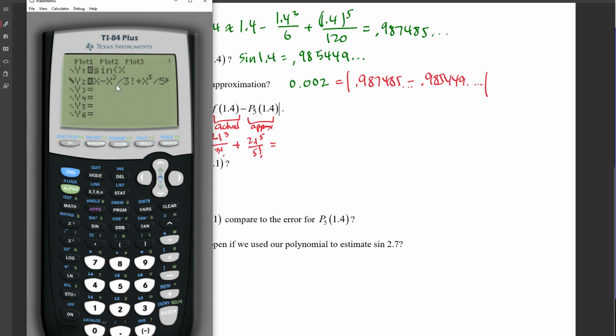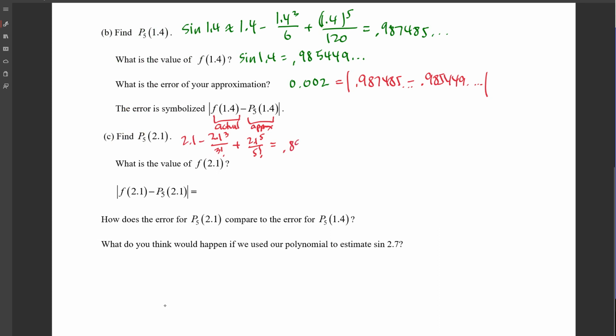Actually, that formula is in y2, right? So what I can do is go pull out my y2, so vars, Y-vars, function y2, and just plug in 2.1. And what I get is 0.8968. All right, so that is my approximation for sine using the Taylor series to the 5th degree.